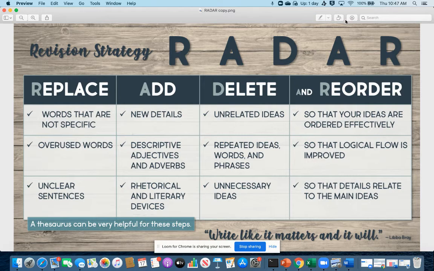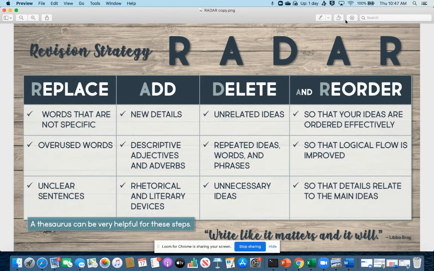Next, repeated ideas, words, and phrases. This goes back to possibly overused words. So if you repeat the same word throughout the writing, change it to another, find word variety, or if it needs to be eliminated, go ahead and do that. Unnecessary ideas also relates to the unrelated ideas. This would be if you've gone off on a subtopic that possibly does not contribute to the overall idea of your paper or writing.